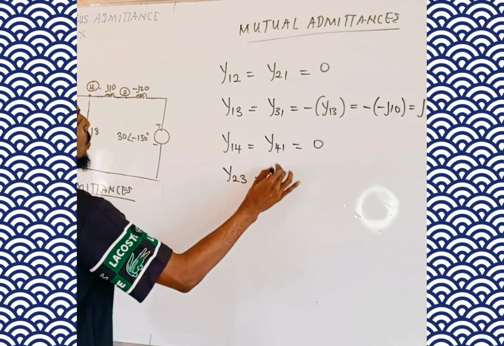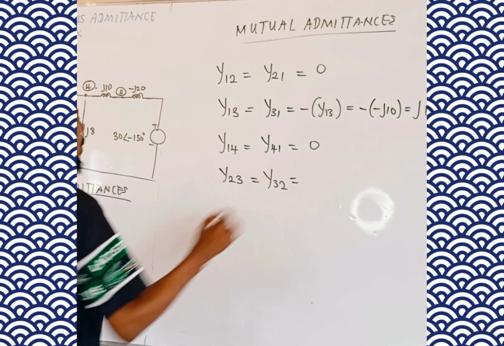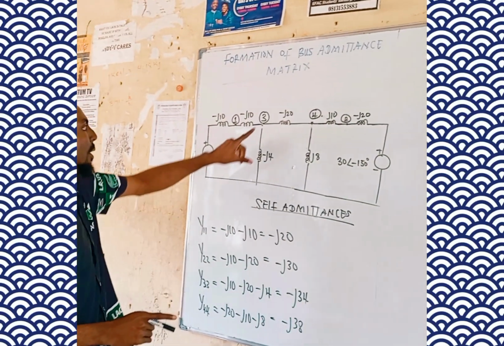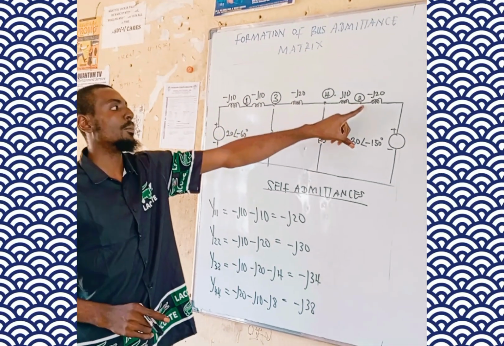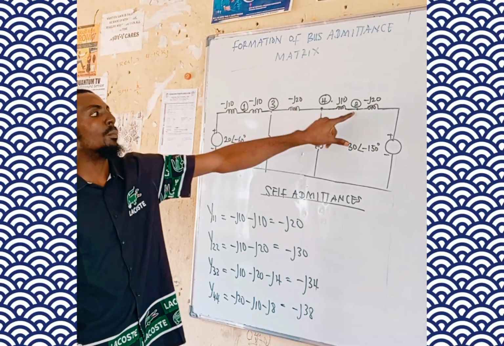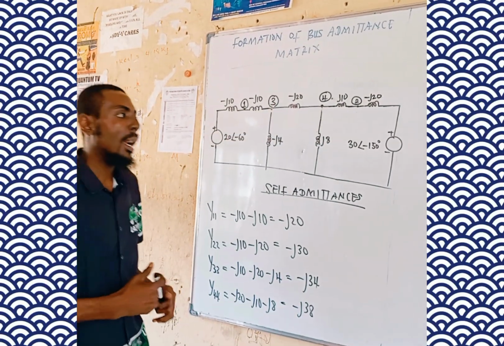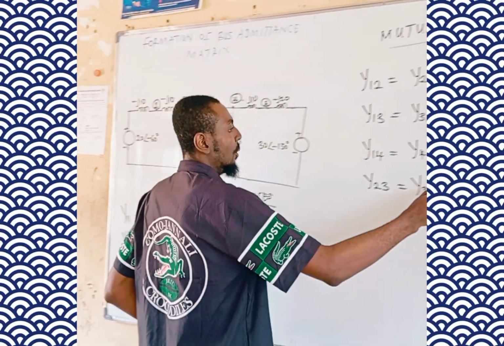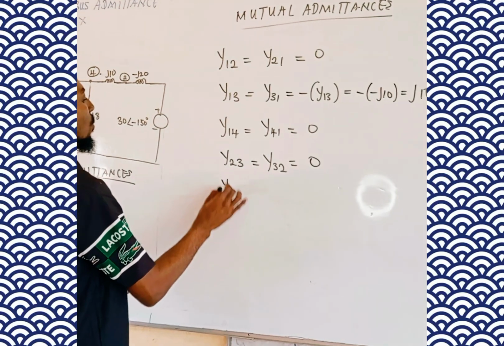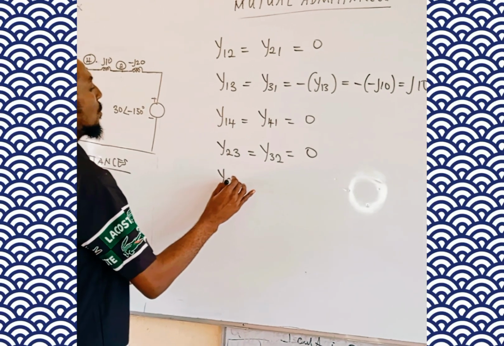So we have y23 equal to y32. Let's see what happens. Is bus 2 connected to bus 3? This is bus 3 and this is bus 2. They are not connected. So bus 2 and bus 3 are not connected, so we have 0. The next mutual admittance is y24.